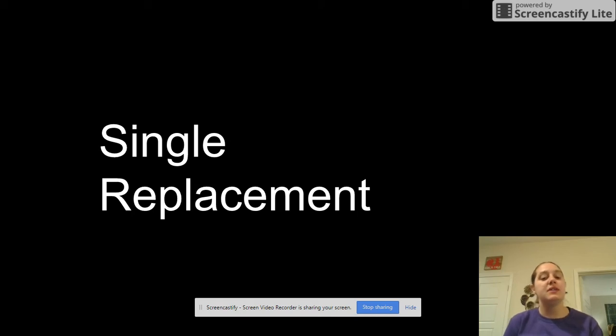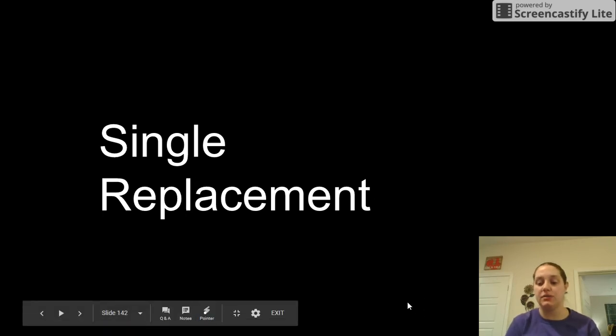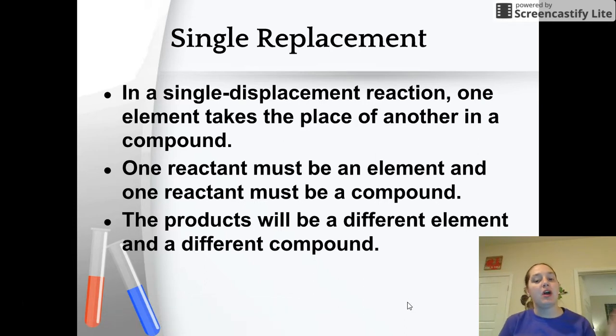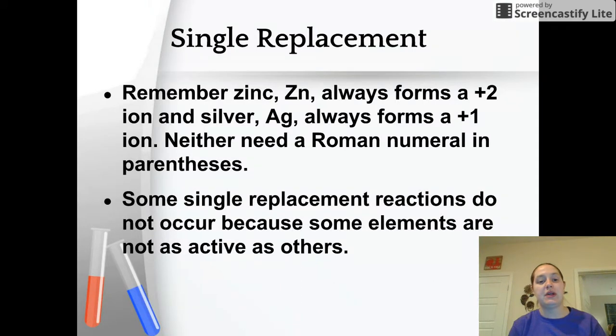All right, so this video is on single replacements and how to predict the products of single replacement reactions. So remember, single replacement reactions are where you have a compound and an element, and what's happening is the element is replacing the thing like it in the compound. So the product will be a different element and a different compound than it was to begin with. There's a rearrangement.